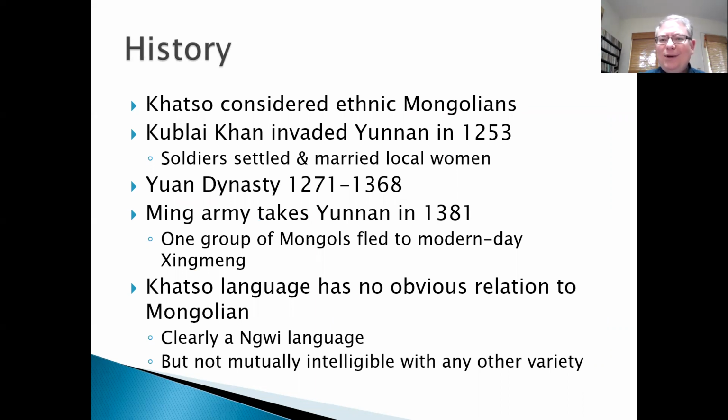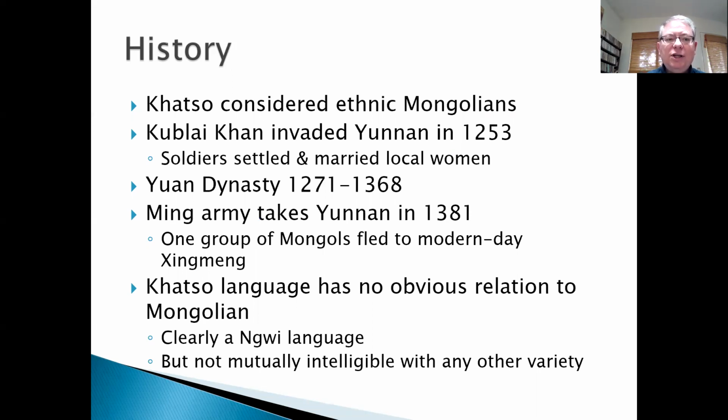Why are Mongolians in Yunnan, you may ask? Well, Kublai Khan was trying to conquer China in this time, and he decided he would conquer Yunnan first so he could attack China from the south. Yunnan at the time was a separate kingdom, not part of China. And the Mongol policy was, once they conquered an area, to have their soldiers settle and marry locally and continue to live for generations. And this is what they did throughout Yunnan.